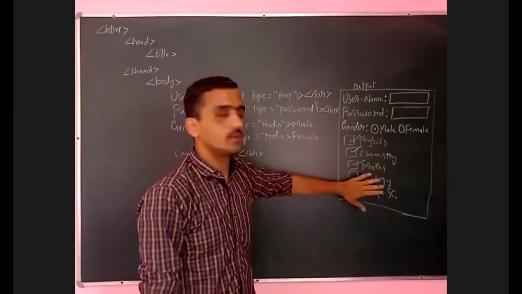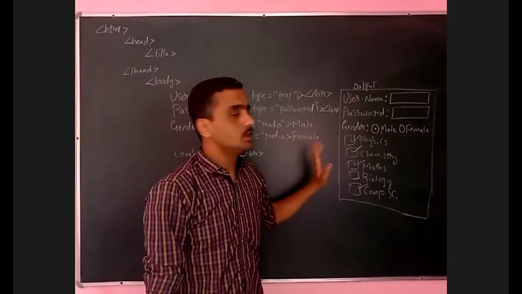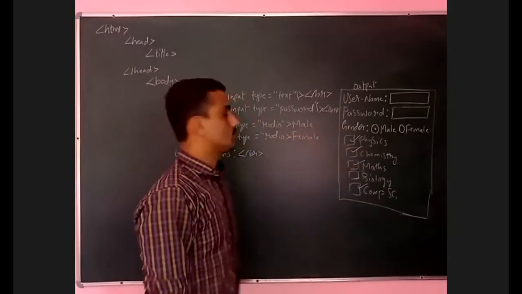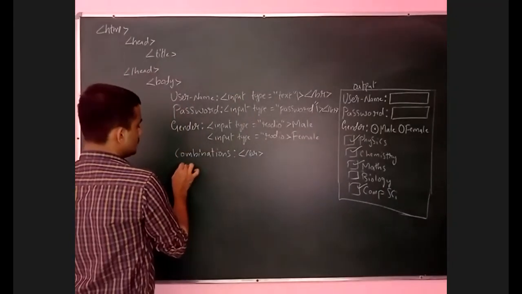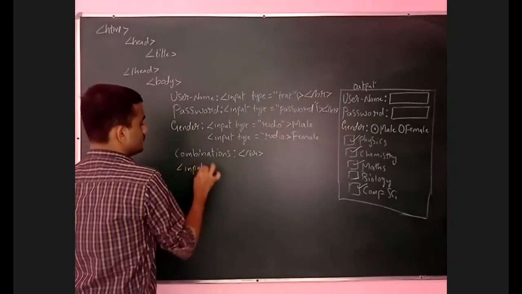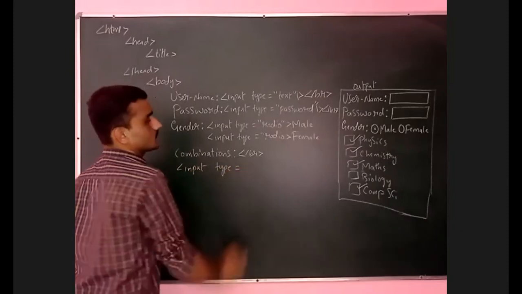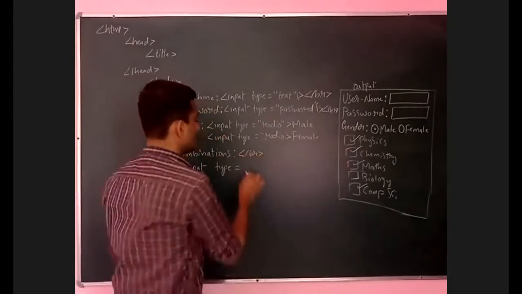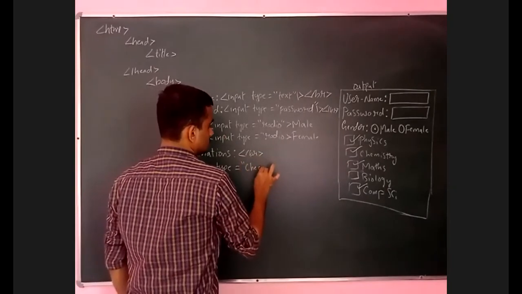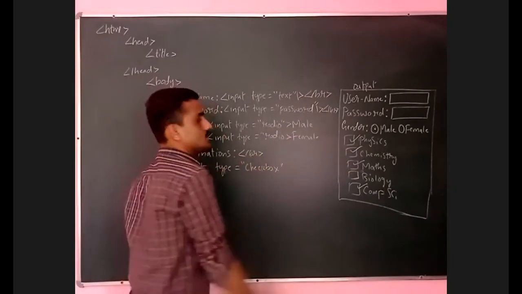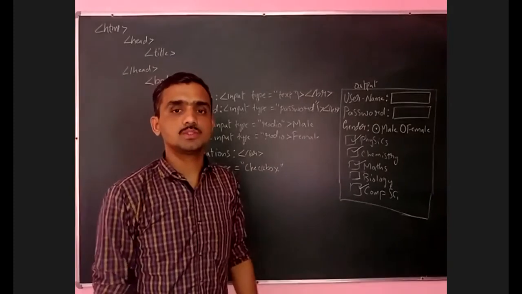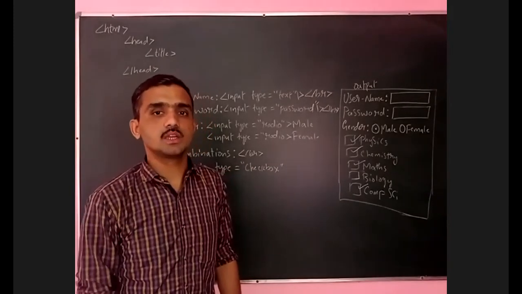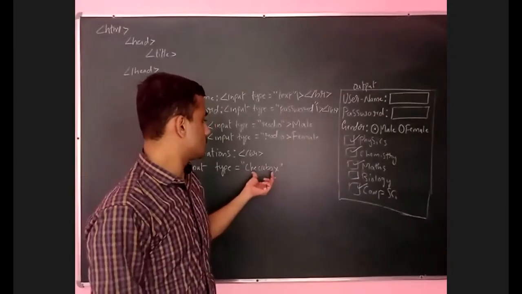So these are all giving input for the computer. The tag is the same, input. For this tag, input type is equal to, to make the box appear on the browser, you have to write the value checkbox. It is called a checkbox because you have to tick mark it. You have to check it. Input type is equal to checkbox.